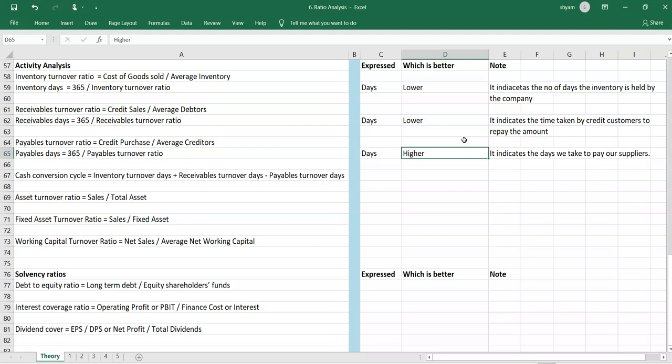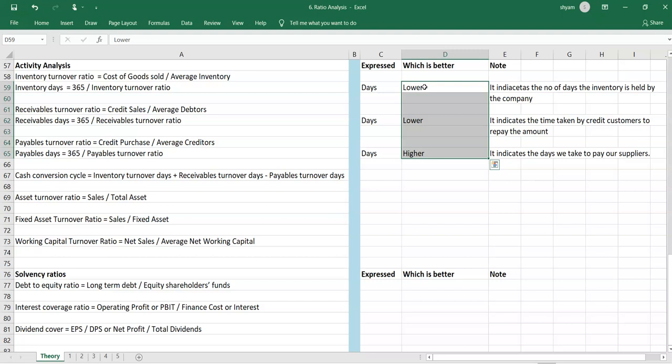So this forms a good idea, but the problem is you should not take too much time. There's a limit to how many days you can extend. If you extend it beyond a limit, they will stop giving you the goods, and finally you will suffer without production. Without raw materials you can't produce at all. So there is a limit to all these things, but the limit has to be set only by the industry average.